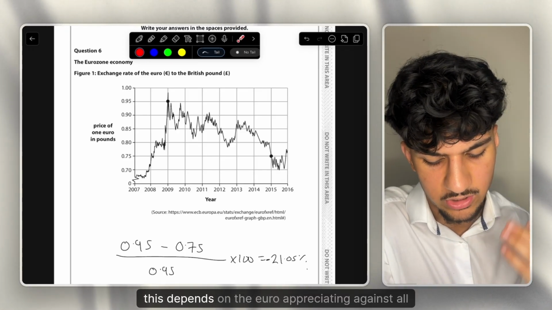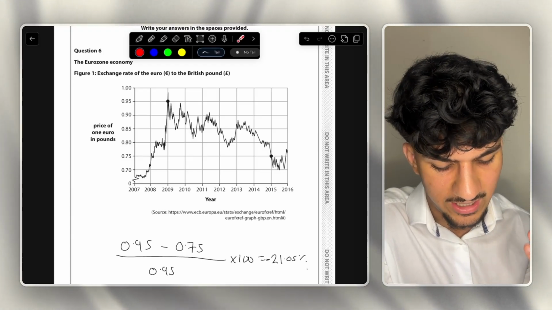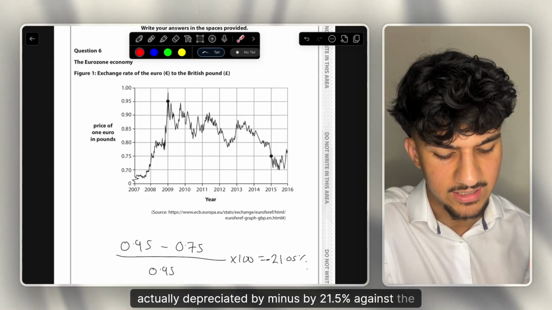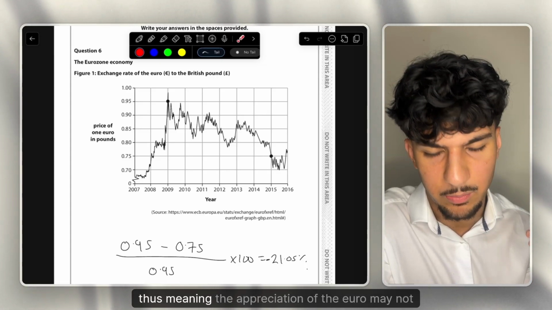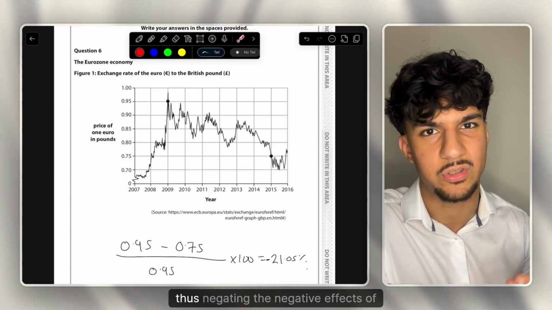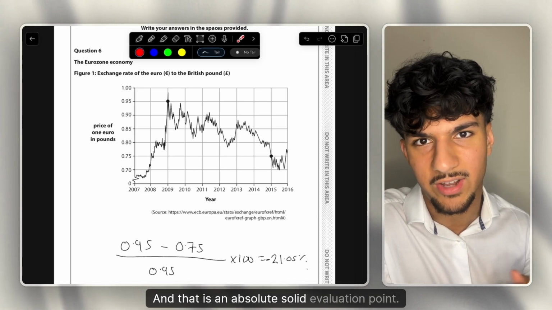You say, however, this depends on the euro appreciating against all other currencies. The euro actually depreciated by 21.5% against the British pound, thus meaning the appreciation of the euro may not be felt by every single currency, thus negating the negative effects of the appreciation, and that is an absolute solid evaluation point.